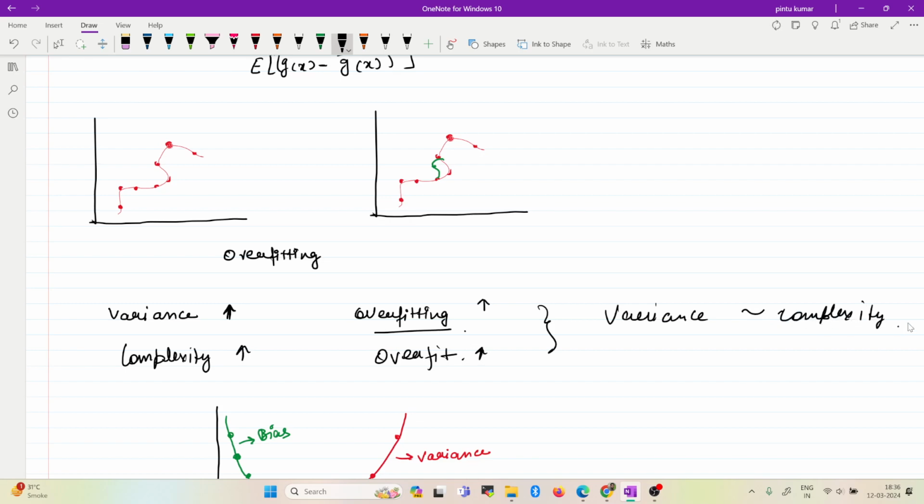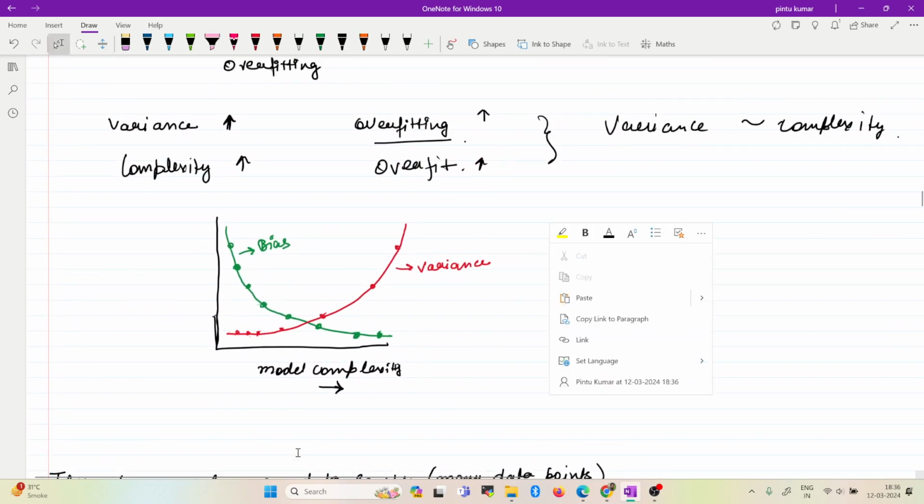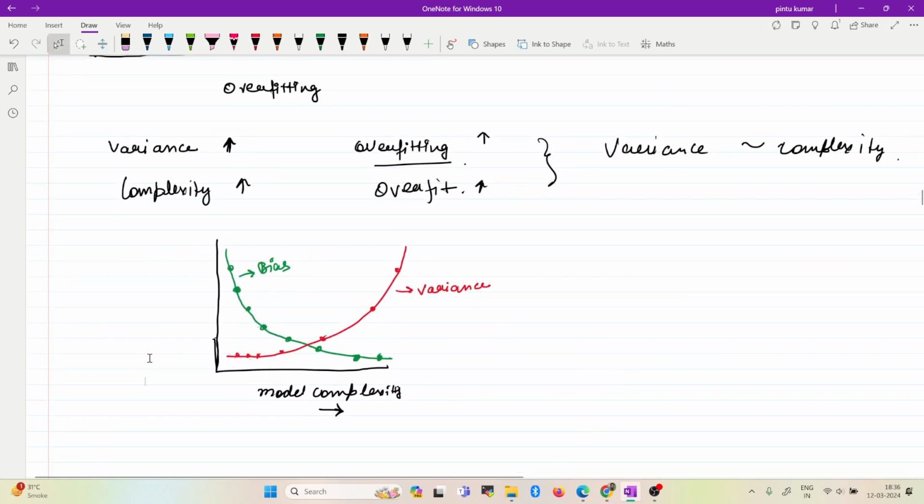Okay, so let's summarize whatever we have talked about in the form of this diagram. What we said is, for bias, if you increase the model complexity, your bias will decrease. That is represented by this green line. And when you increase your model complexity, your variance increases.